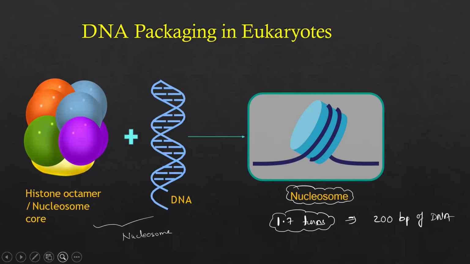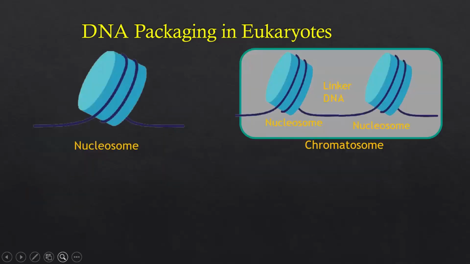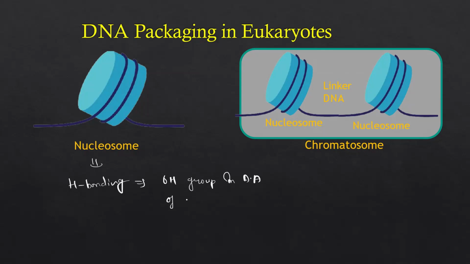Understood? And when two nucleosomes come together, it is called the chromatosome. How are the nucleosome and the DNA packaged? Because of hydrogen bonding. Remember this. There is hydrogen bonding between the OH groups of amino acids of the histone peptide, or histone octamer, and the phosphodiester backbone in the DNA.